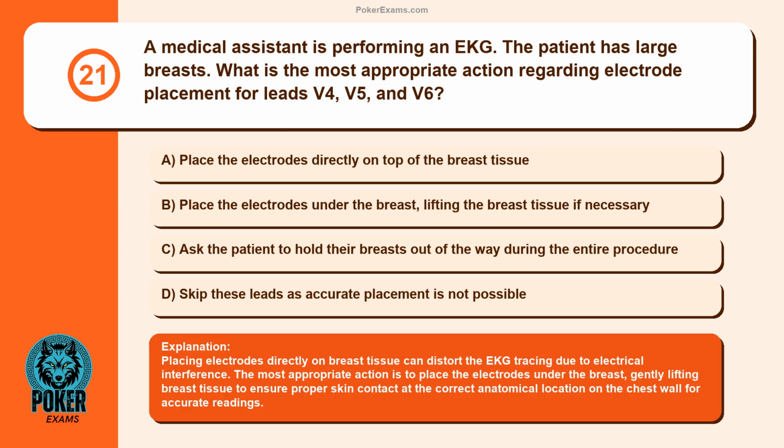Placing electrodes directly on breast tissue can distort the EKG tracing due to electrical interference. The most appropriate action is to place the electrodes under the breast, gently lifting breast tissue to ensure proper skin contact at the correct anatomical location on the chest wall for accurate readings.